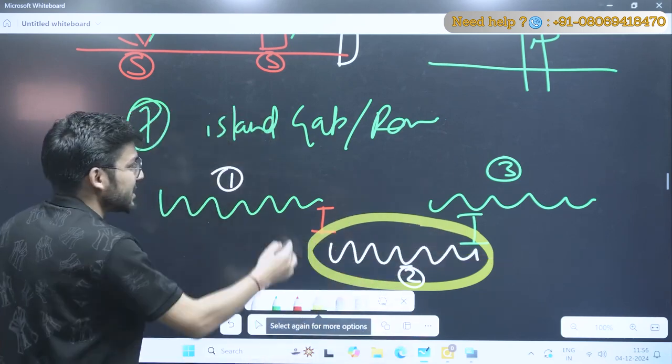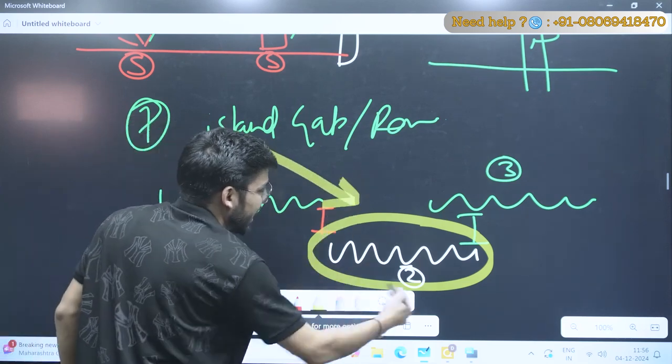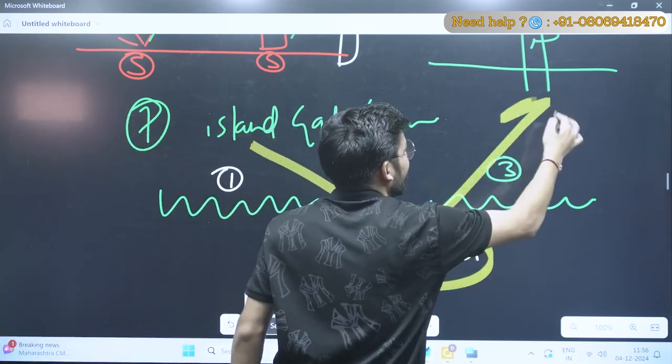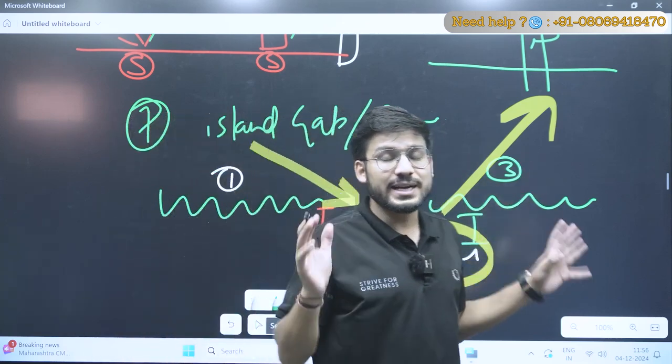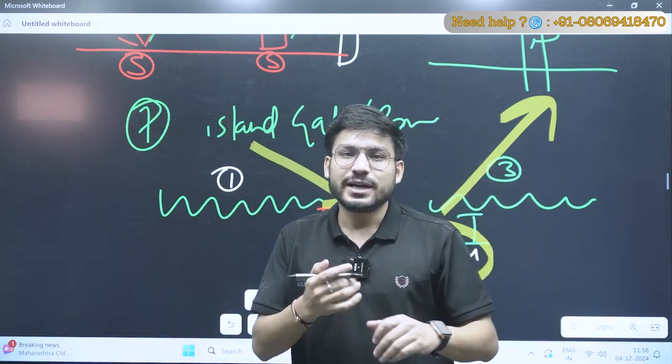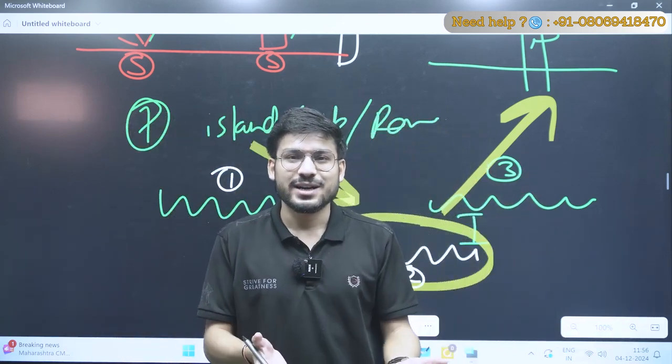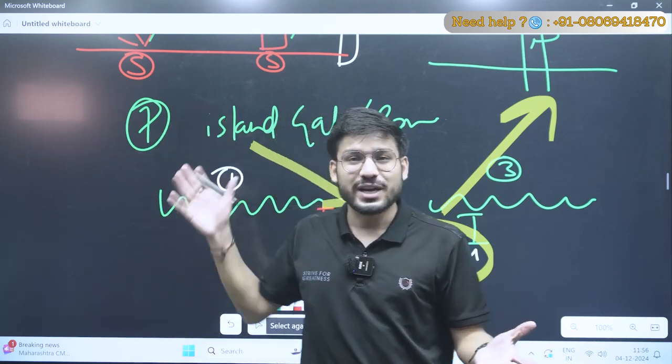So what it is suggesting is that your market came here, it made an island, and then again it will go in the opposite direction, or in the upward direction. So whenever there is an island gap, it will suggest a reversal in the market, right? I hope the concept is clear, all of the gaps are clear.